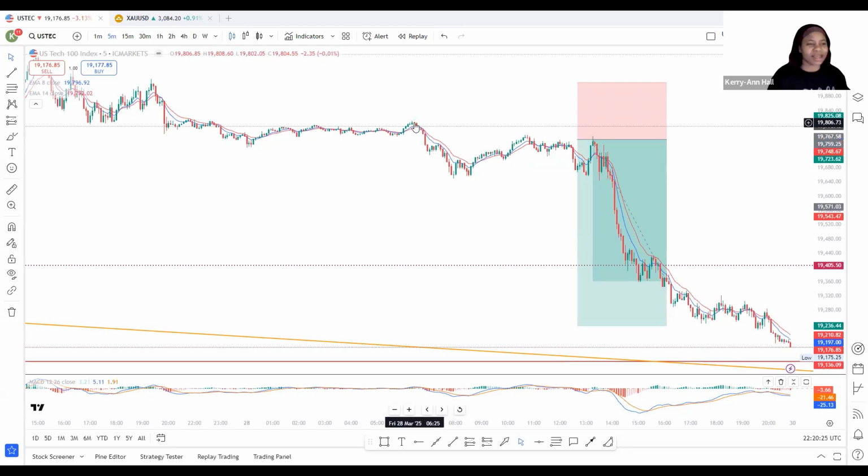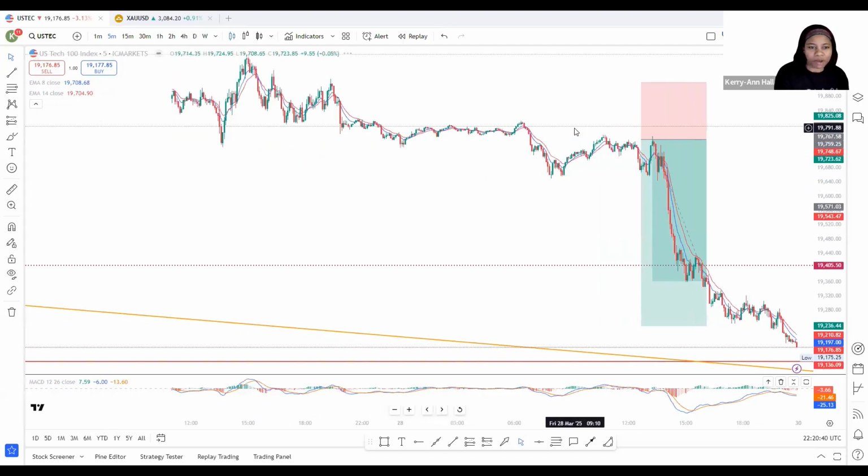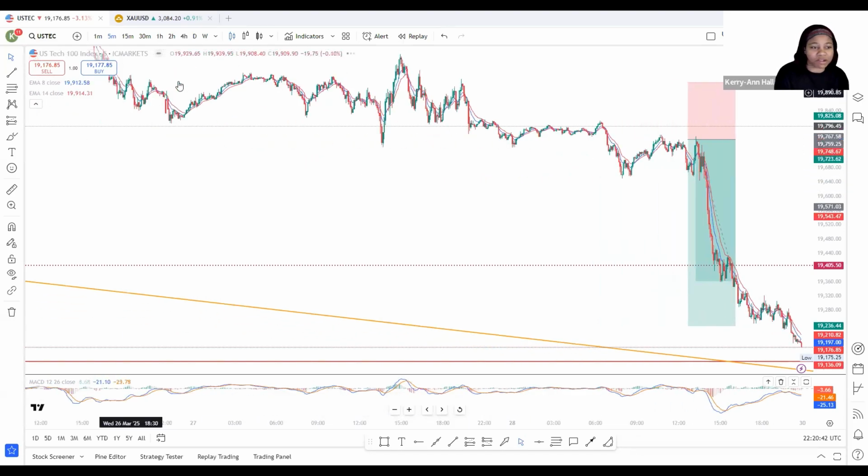I'm telling you, NAS has become one that I really love, right? I've fallen in love with NAS, just like I love gold, but NAS has become one of my favorites as well. So I'm going to be running through this market structure. I took this on the 5 minutes, so I'll be going through it on the 5 minutes.